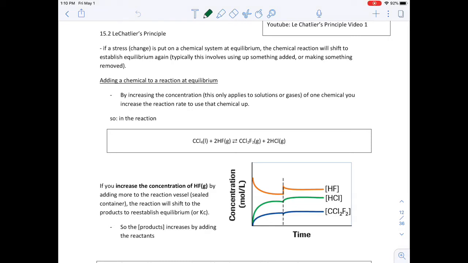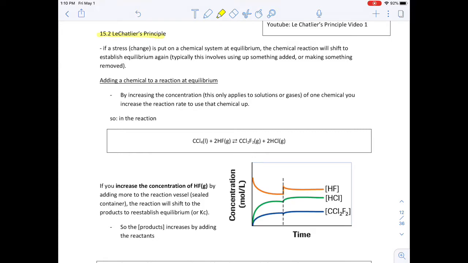In this video we're going to talk about Le Chatelier's principle. Now Le Chatelier's principle is a really important concept, and it talks about systems that are at equilibrium and then are put under a stress. A stress is something that might affect the equilibrium, and systems that are at equilibrium but then stressed, so taken out of equilibrium, will go back to equilibrium.